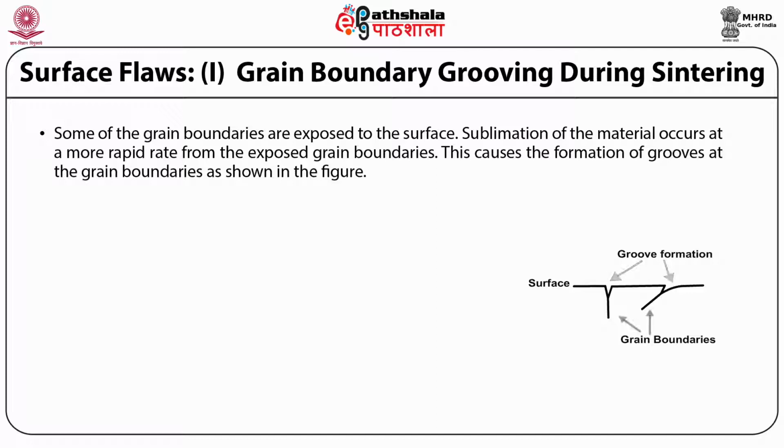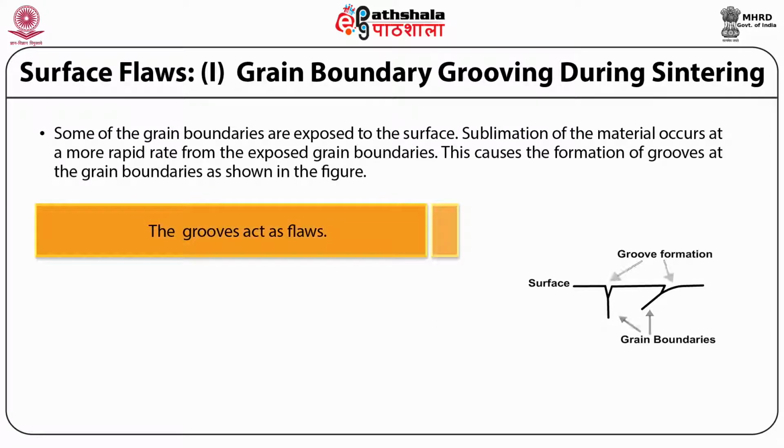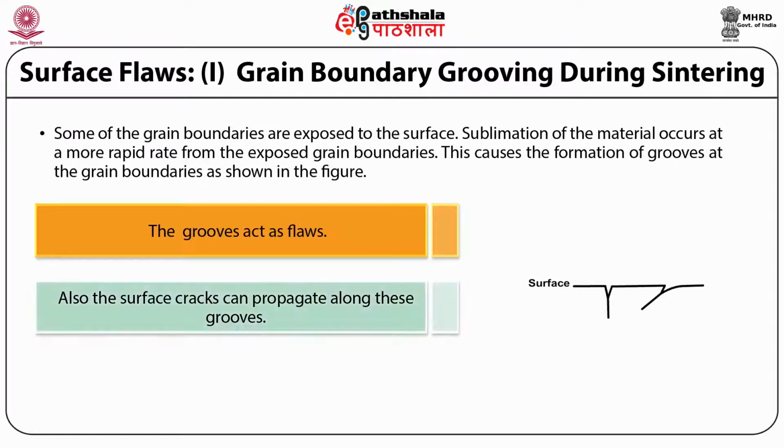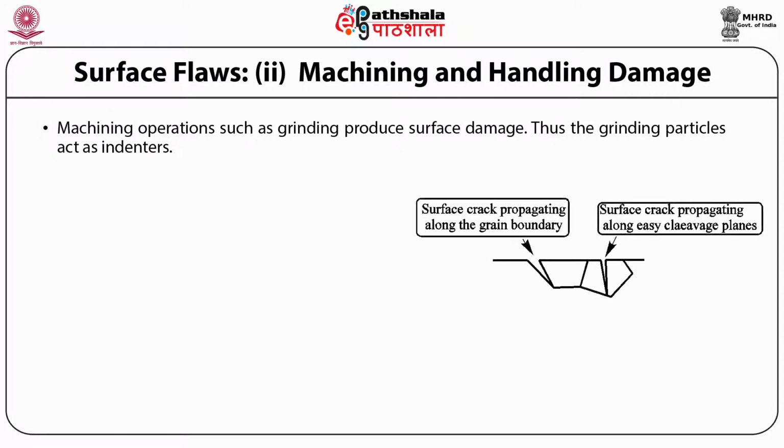This causes the formation of grooves at the grain boundaries as shown in this figure. These grooves act as the flaws. Also, the surface cracks can propagate along these grooves. Let us now discuss the second reason for the surface flaws: machining and handling damage.